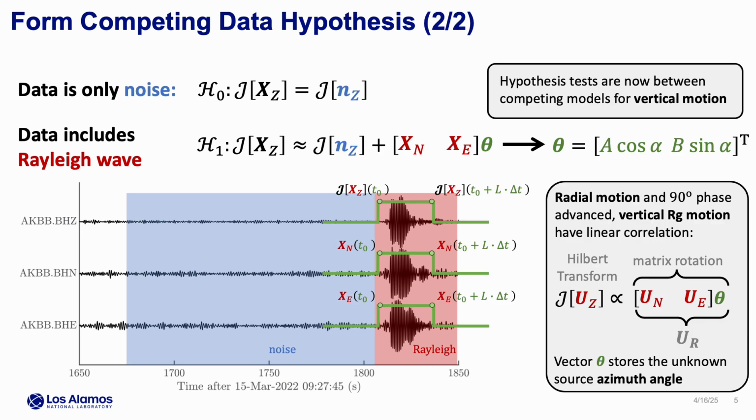The data models, however, become more specific when we record Rayleigh waves. In this case, we replace the models for all channels with just a model for the vertical channel. We then phase advance this vertical channel by 90 degrees with a tool called the Hilbert transform that many of you are probably familiar with. We then model the radial motion to be linearly correlated with that Hilbert transform vertical channel. And because neither you nor I know the source location ahead of time, unless we're clairvoyant, we explain this radial motion as an unknown rotation of the east and north channels to that sagittal plane.